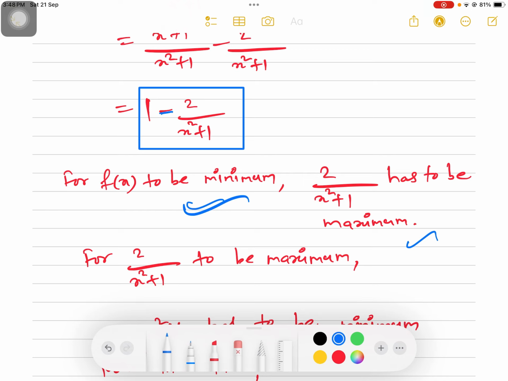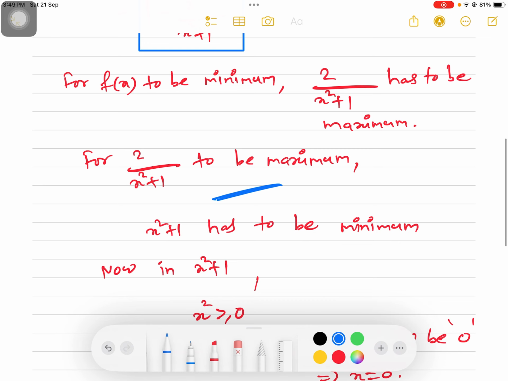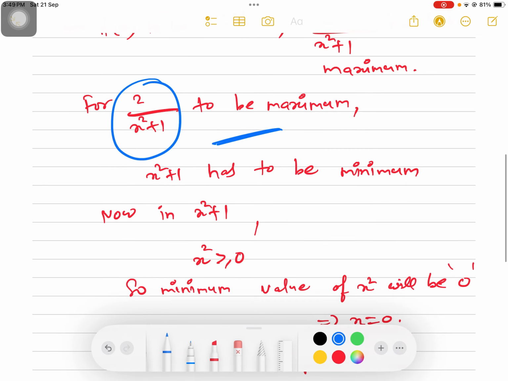Why? Because it is 1 minus this number, so the greater this number is, the lesser the overall value will be. So this has to be maximum. This 2 is a constant, positive number. For this whole positive fraction to be maximum, the denominator has to give you the minimum value.